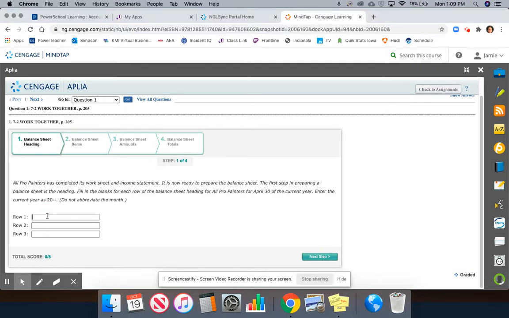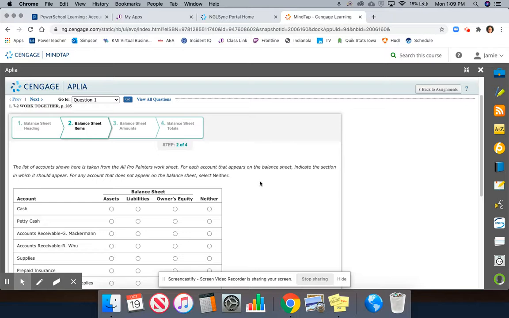Row 1 is always the company name. So we have All Pro Painters. Row 2 is always the form that we're creating. So this would be the balance sheet. Row 3, we have our date. Remember that the date is slightly different for the balance sheet. We no longer say 4-month ended. We just say April 30th, 20, and then 2 dashes. So we do not have to have 4-month ended for the balance sheet.